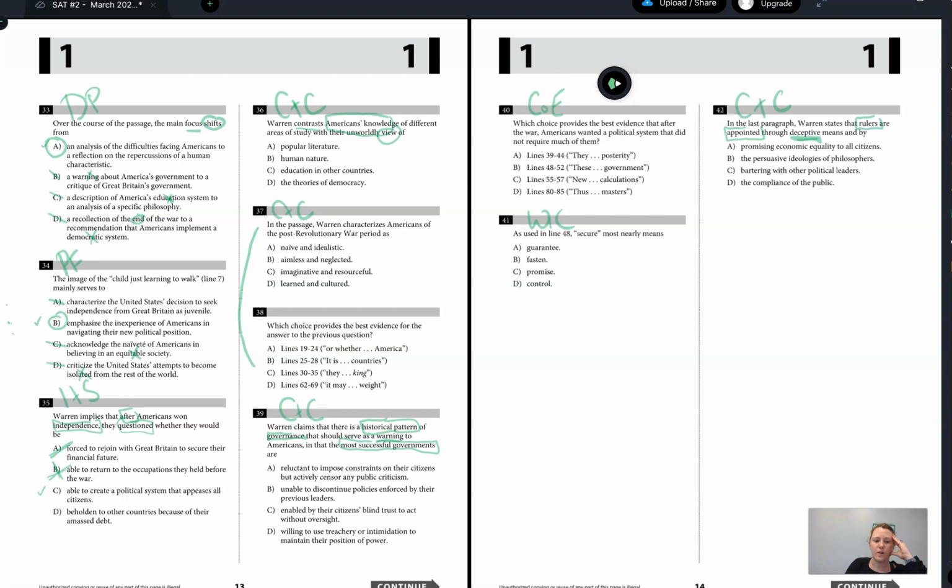If they'll be beholden to other countries because of their amassed debt. Again, I think debt comes up much later in the passage, so I'm going to assume that this one is incorrect. So it must be C that they're wondering.